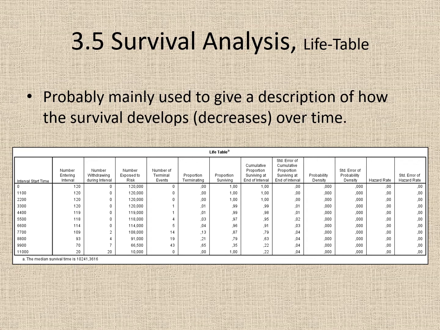We could, for instance, plot that against proportion surviving. In the beginning they all survive, then they start slowly to die, and then it increases. So the survival decreases a lot in the end of the time period.